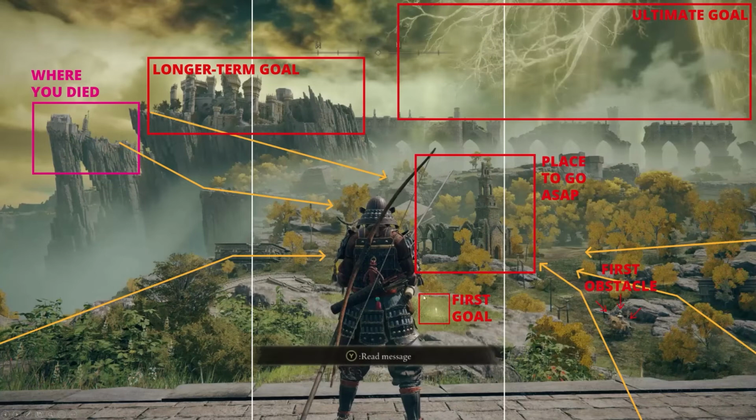So first of all, this is very close to us. This is the first goal. This is this checkpoint thing. This is very bright, very visible, and we already know that this is a safe place. We recognize it from the tutorial. We know we can go there to save our game. This is the place that stands out. This is the place that we need to go as soon as possible.